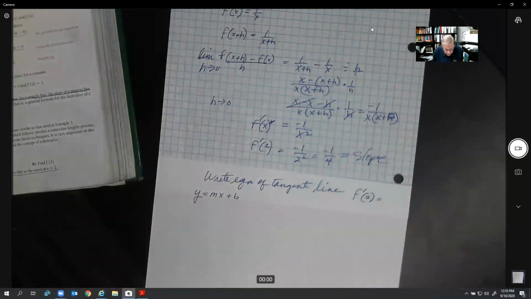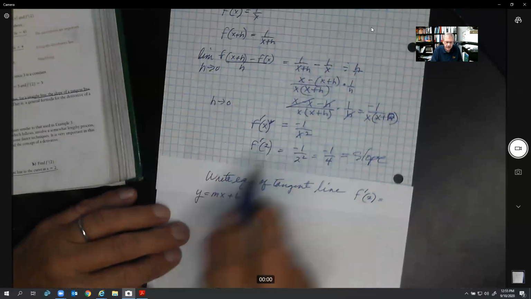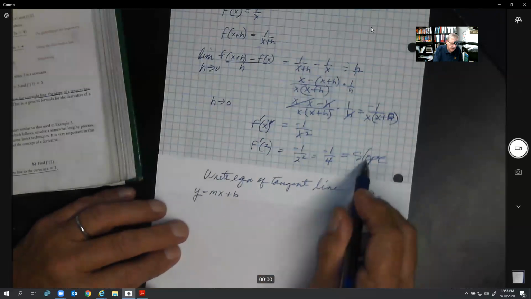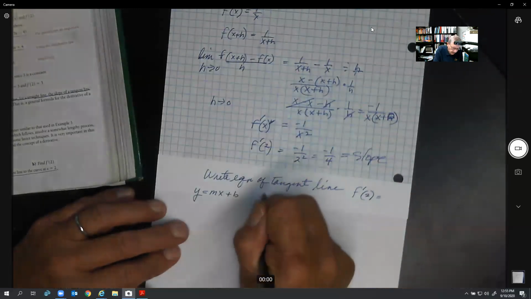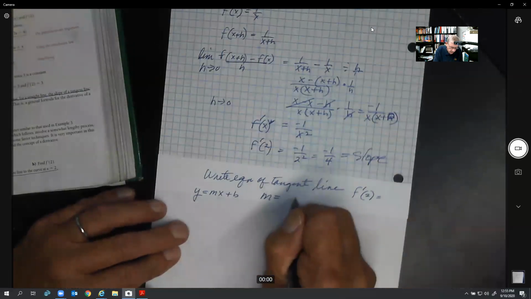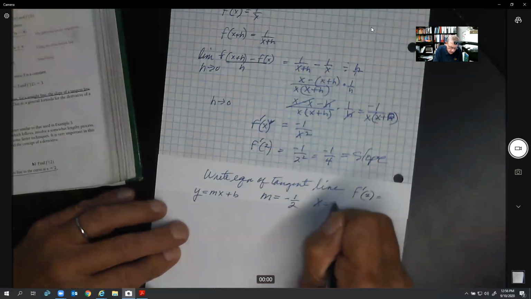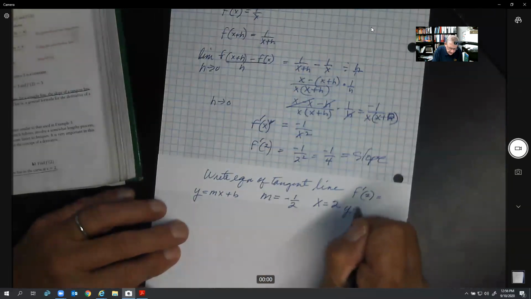At 2, if they wanted it at 3, we would have put 3 into our first derivative, and that would give us our slope. So to find the slope, you substitute into the first derivative. So now we know that m is negative 1/4. We know x is 2. We need a value for y. What the heck is y?